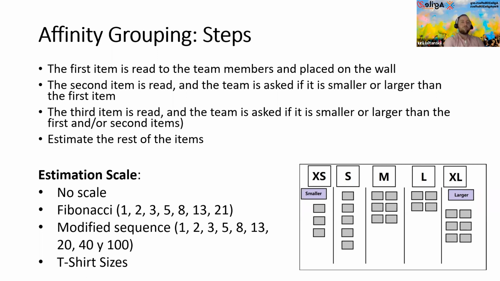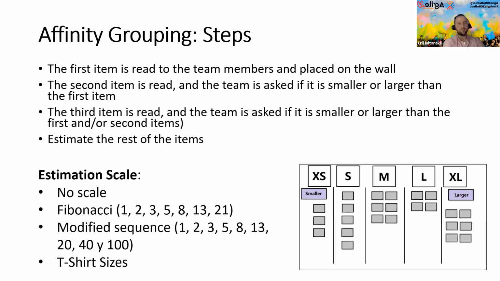So let's see how we proceed with this technique. When we have our meeting, the first item is read to the team members and placed on the wall, right? Let's say this item represents a reference point. After that, the second item is read, and we ask the team if it's smaller or larger than the first item, if it's easier or more complicated than the first item, right?